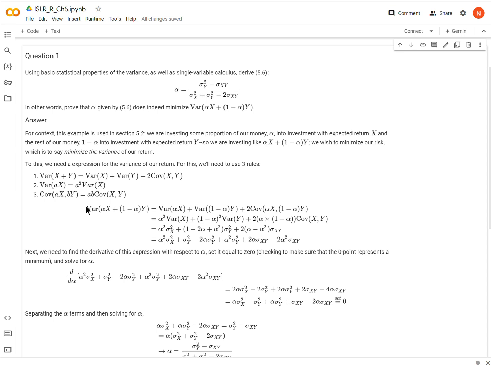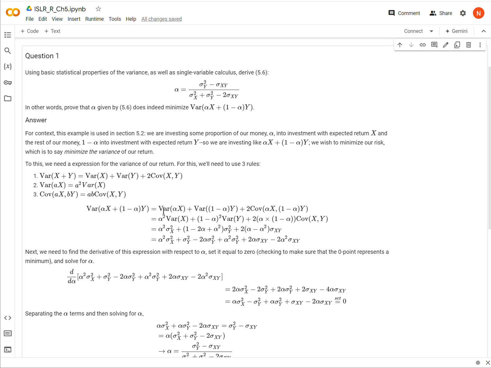So what we want to do is, first, find the variance of our expected return. So we want to find this right here, okay? And then we want to minimize it. So the first thing we need to do is come up with an expression for this, okay? We can't really minimize this. We have to find an expression that we can work with. Okay. So the first thing I'm going to do is apply Rule 1, because what we're trying to look for here is the variance of one entity plus the variance of another. So I have the variance of alpha x, plus the variance of 1 minus alpha times y, plus 2 times the covariance of the 2 entities, okay? Just like we have up here.